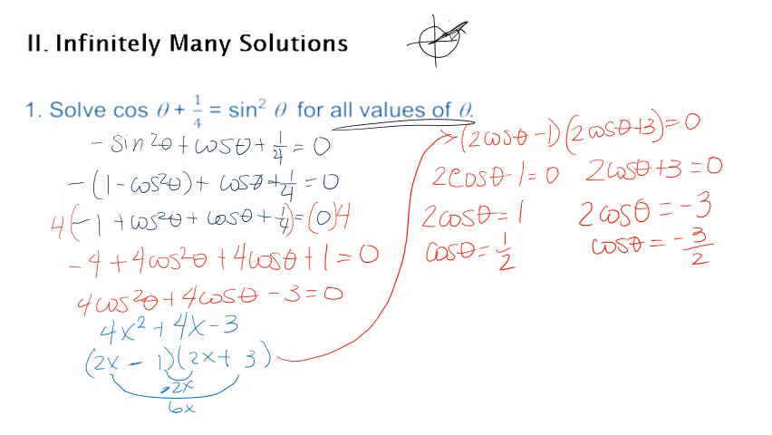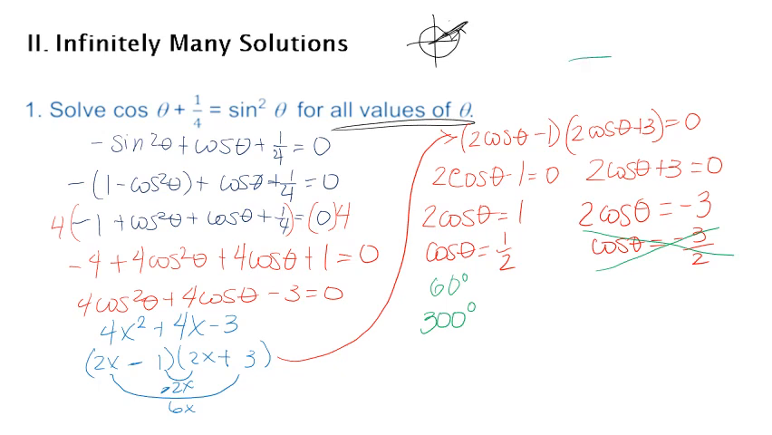So where do we go from here? Well, first of all, let's look at our unit circle and determine where the cosine of theta is equal to 1/2. Well, that happens at 60 degrees, and it also happens at 300 degrees. Now, where's the cosine of theta equal to -3/2? If you look on your unit circle, the x value is never equal to -3/2. This is not possible. And here's the reason why.